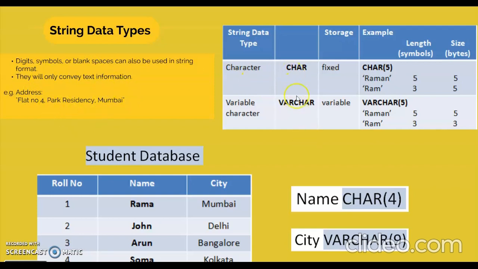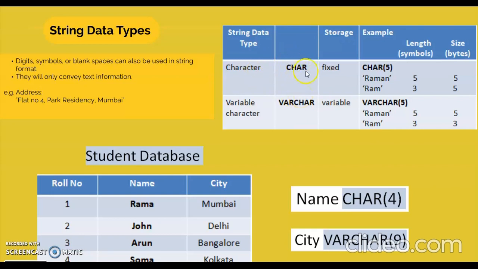Here there are two types of string data types. First is character, which is represented as CHAR. Second is variable character, which is known as VARCHAR. These are the SQL keywords, and you will see the keywords are written in uppercase just to differentiate them as SQL keywords.